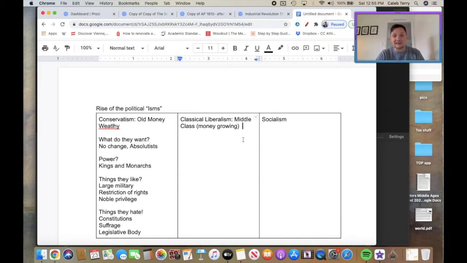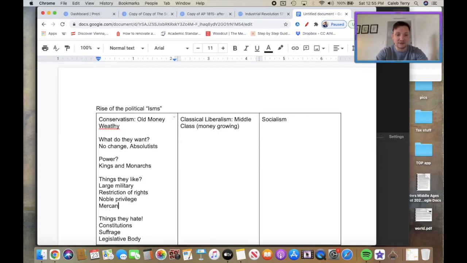When you're talking about classical liberals, some people refer to Thomas Jefferson as a classical liberal. Some people refer to the Marquis de Lafayette as a classical liberal. A lot of people are referred to as classical liberals during this time period. Some say that Jacques Necker is a classical liberal. So anyway, just so you understand, one other thing that they like is mercantilism, even though it's dumb.